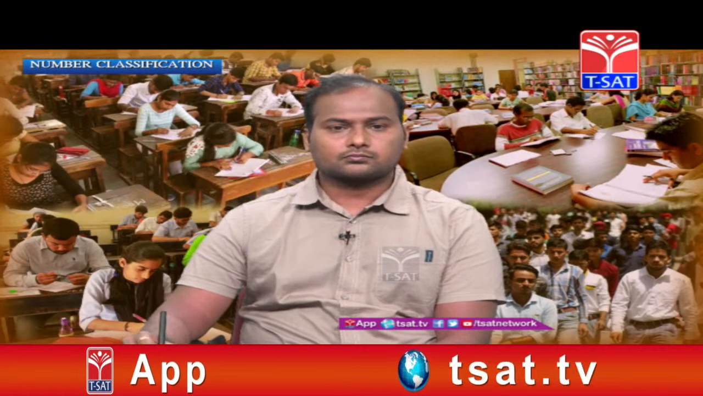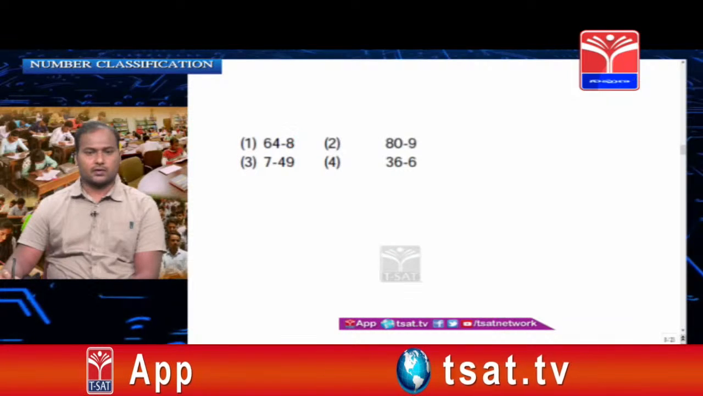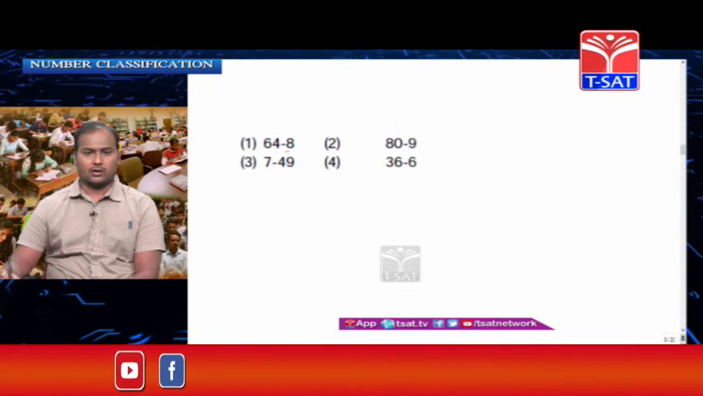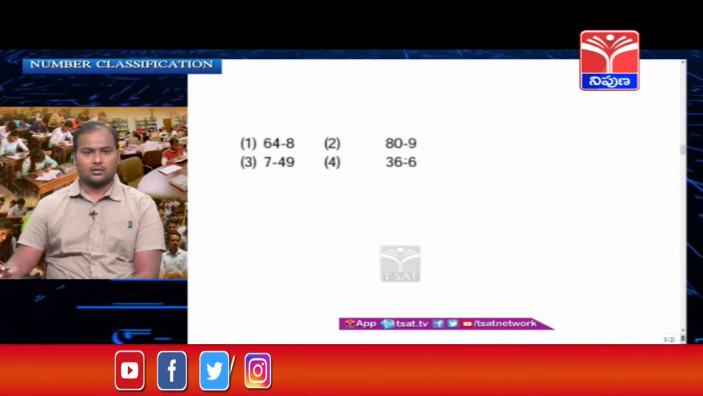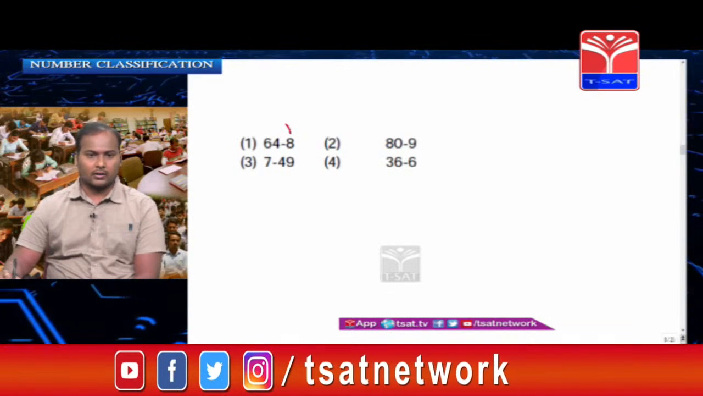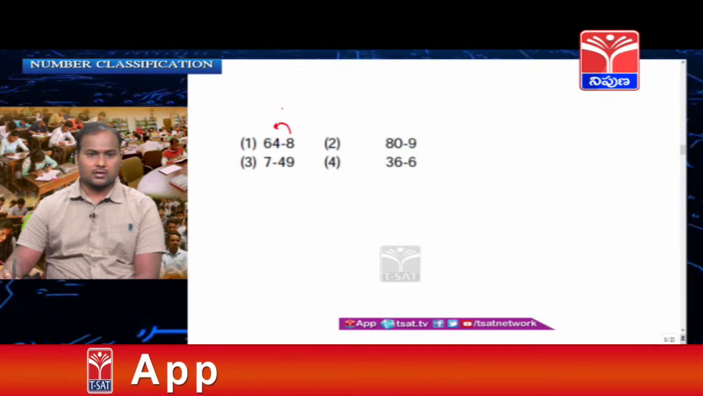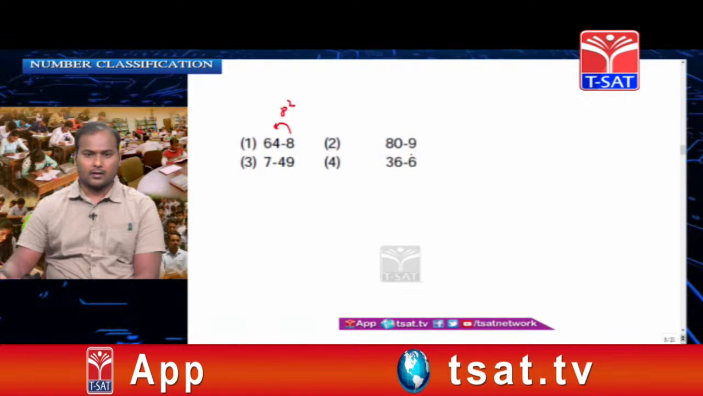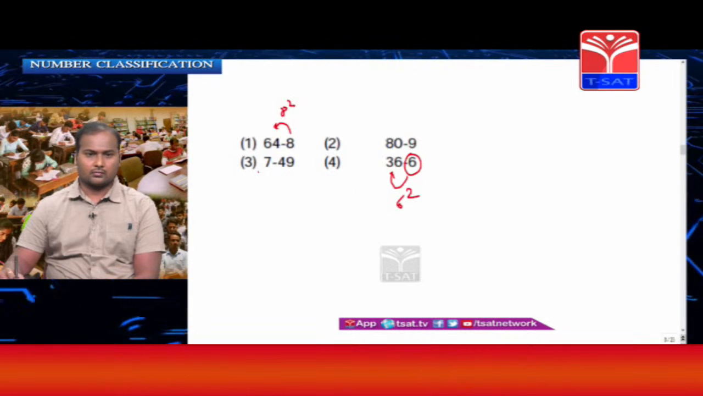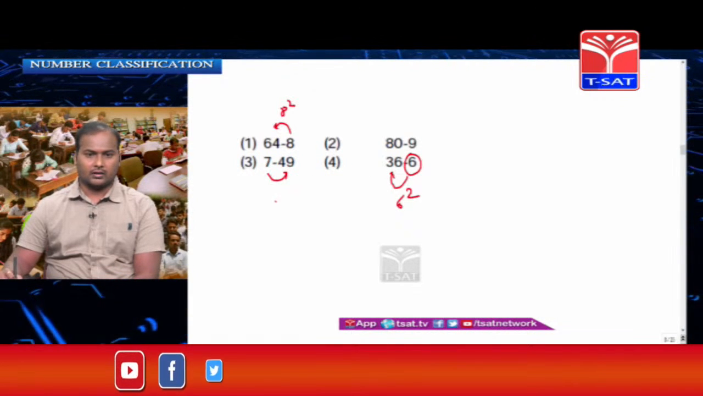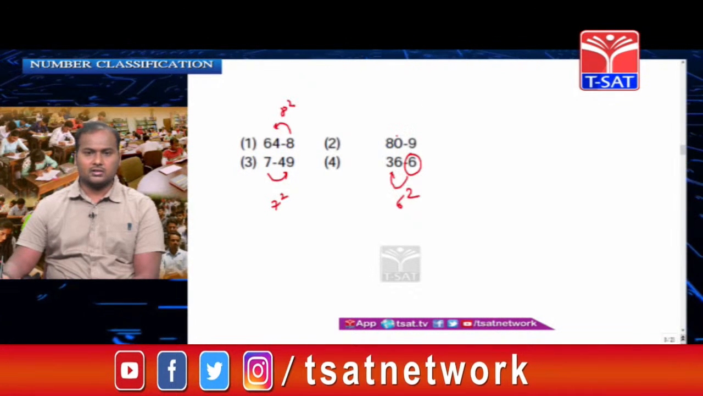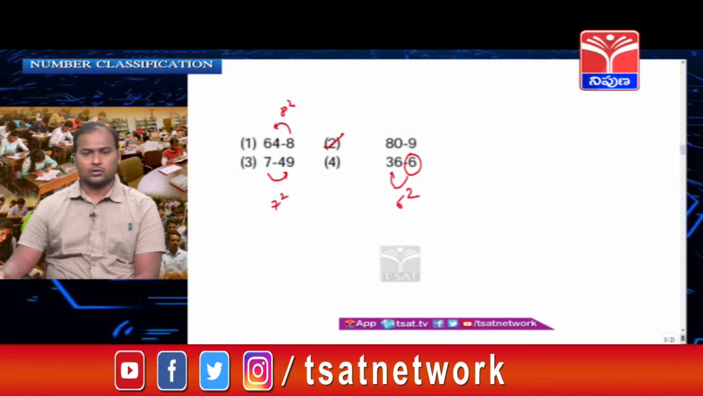See this question. The moment you see this question, 8 64, 9 80, 7 49, 6 36. The moment you see the range of numbers, 8 64, exactly it is a square. So that is 8 square. Here 6 and 36. This value is 6 square. 7 49, obviously the value will be 7 square. So what is 9 square? 9 square is 81. So your answer is 2.